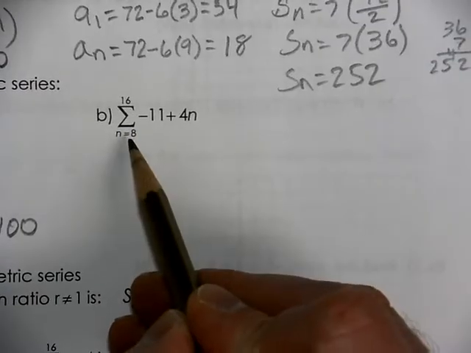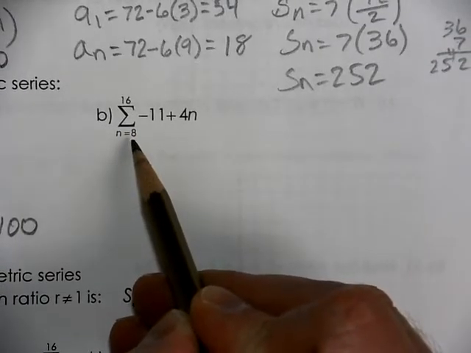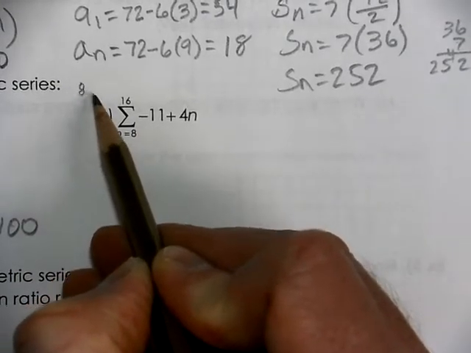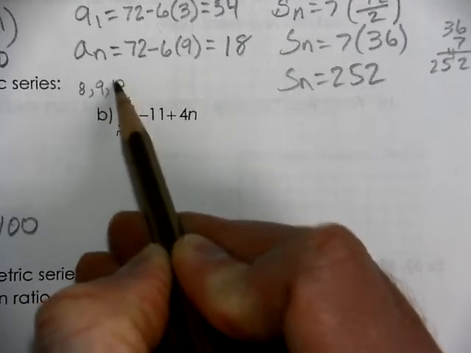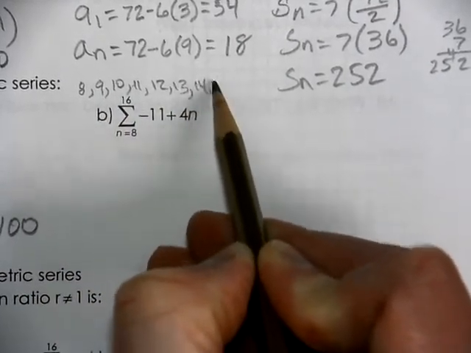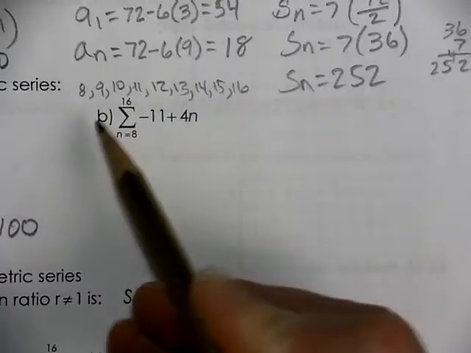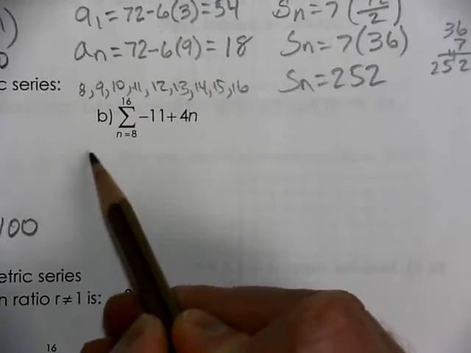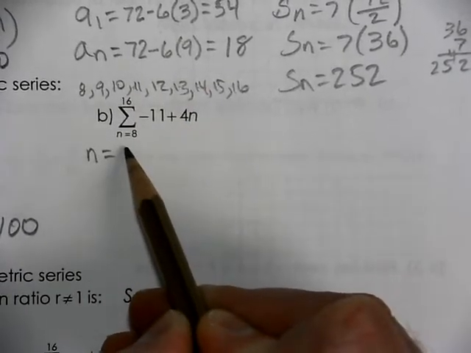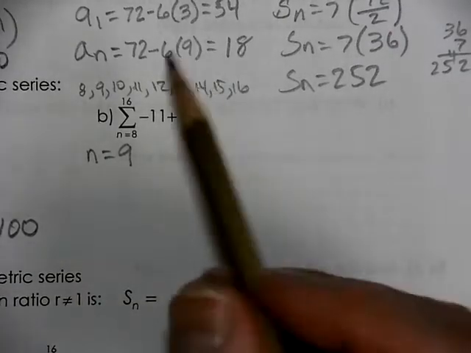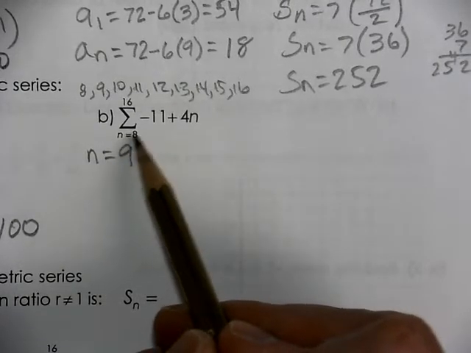Here with this one, notice that the bottom number that we're starting with is an 8. So that means we're going to plug in an 8 to start, and 9 and then a 10, and we'll work our way up until we get to 16. When we do that, 1, 2, 3, 4, 5, 6, 7, 8, 9, we have 9 terms. So our n is going to be 9, not to be confused with n equals 8.